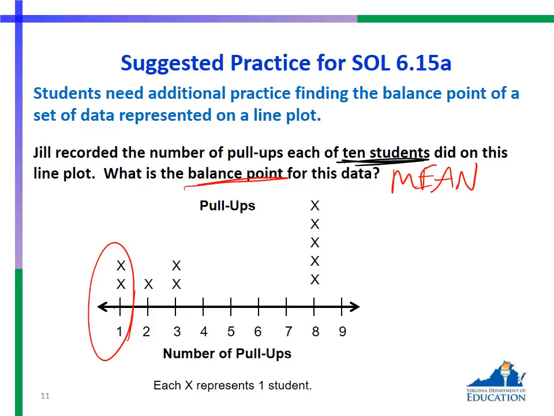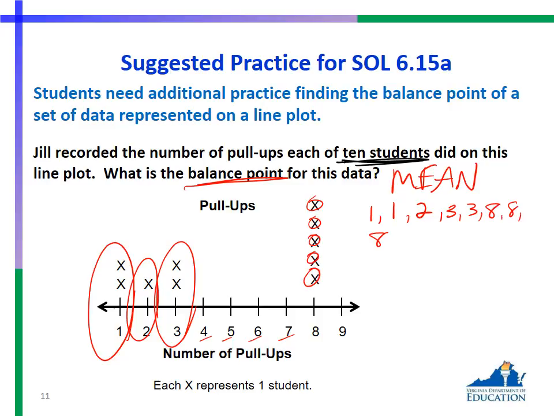We have 2 X's on number 1, which means we're going to write the number 1 twice. For number 2, I only have 1 X, so I write one 2. For number 3, I have 2 X's, so I write 3 twice. 4, 5, 6, and 7 do not have any X's. And 8 shows up 1, 2, 3, 4, 5 times, so I'm going to write five 8s. So the first step is to get all of our data. 1, 2, 3, 4, 5, 6, 7, 8, 9, 10.